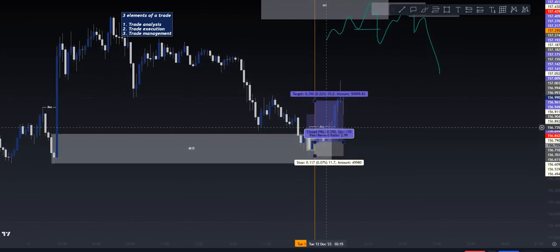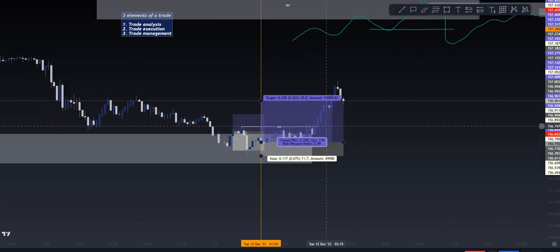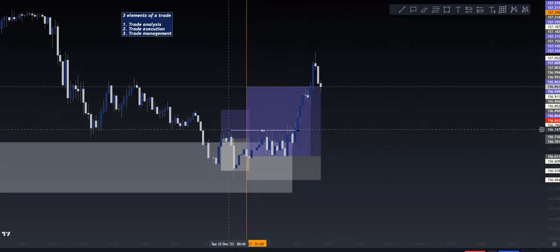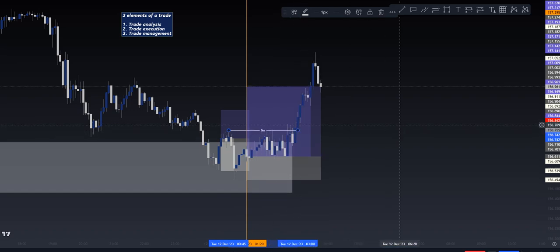So from the 15-minute time frame, I drop down to the 5 and I look to see if there's a 5-minute break of structure, which we have right here. This was a break of structure on a 5-minute time frame.